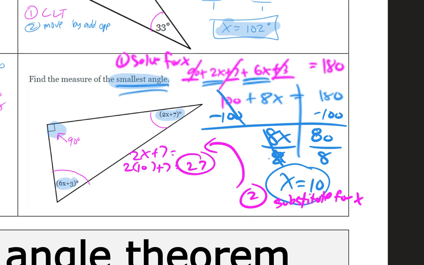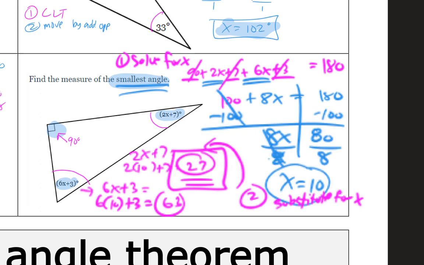And then this one right here is going to be 6x plus 3, which is 6 times 10 plus 3, which is equal to 63. So that means the smallest one is this one right here. Okay, so that's our smallest angle measure, 27 degrees. All right, so on this one, it's a little bit tricky. You're going to have to recognize that before you type it into the calculator.